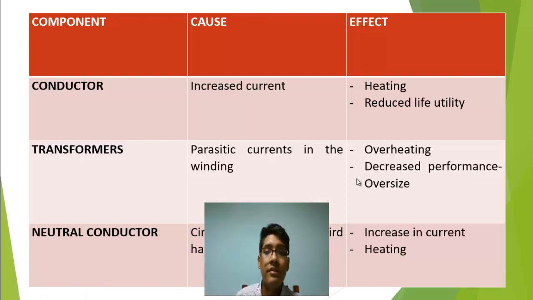Now I'm going to talk about the problems that harmonics cause in our electrical networks. In the conductors, they cause heat by Joule effect and reduce the useful life. In the transformers, we have parasitic currents in the wiring that cause overheating and decreased performance.